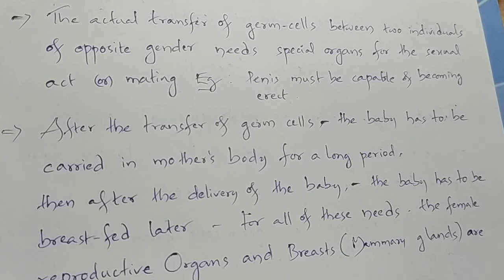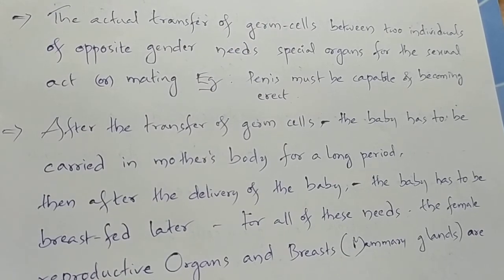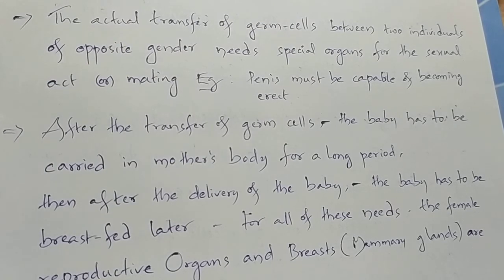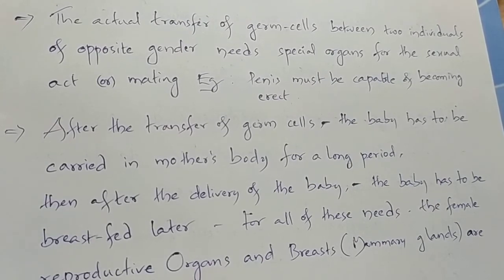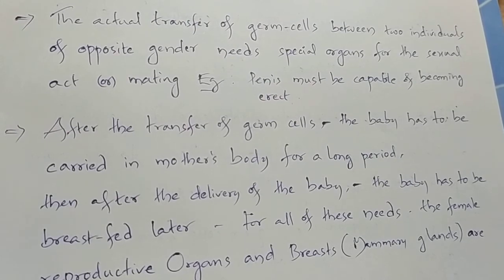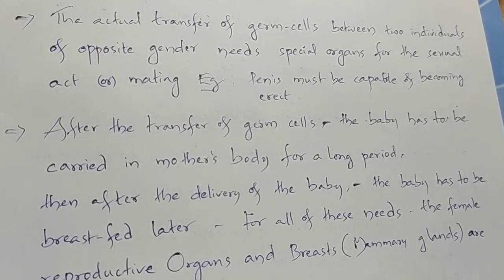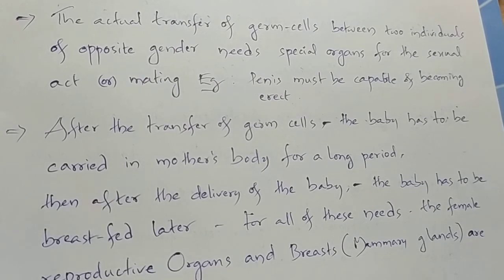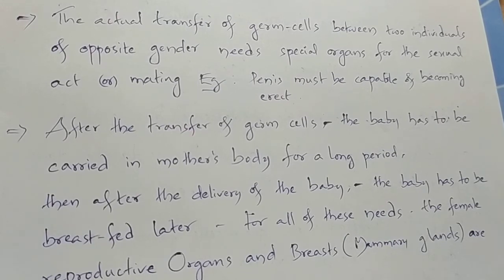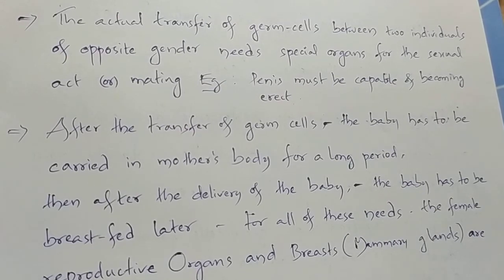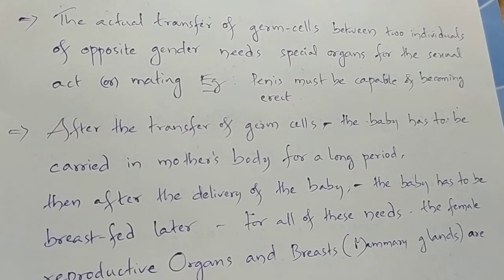After the transfer of germ cells, the baby has to be carried in mother's body for a long period, which we call gestation period. What it is? Gestation period, for about 9 months in the case of human beings. And after the gestation period is over, childbirth takes place. Then after the delivery of the baby has to be nourished by the breastfeed.